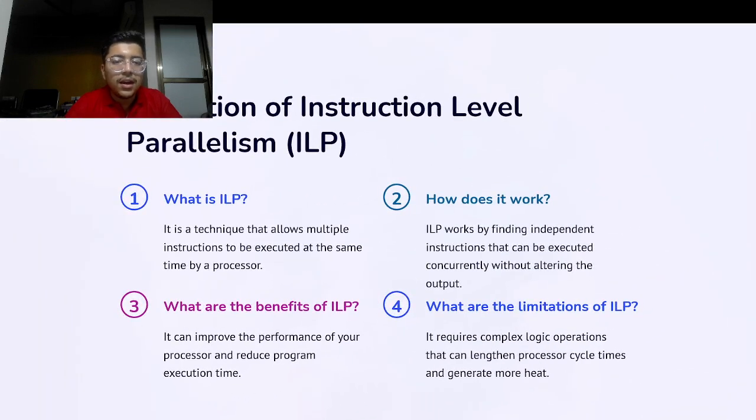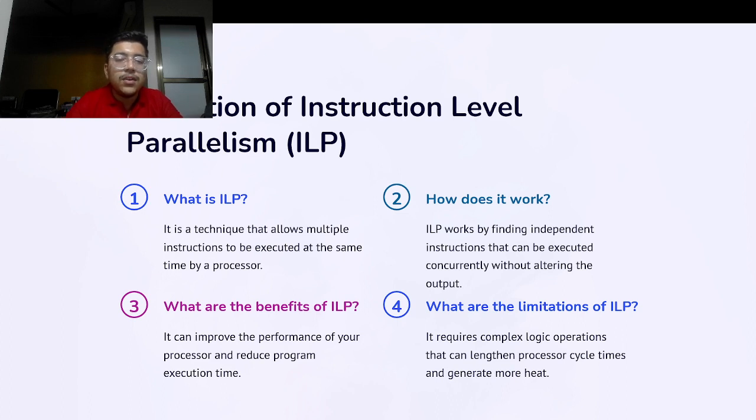So what do we mean by instruction level parallelism? It is a technique that allows multiple instructions to be executed at the same time by a processor. And how does it work? Basically, ILP works by finding independent instructions that can be executed concurrently without altering the output.